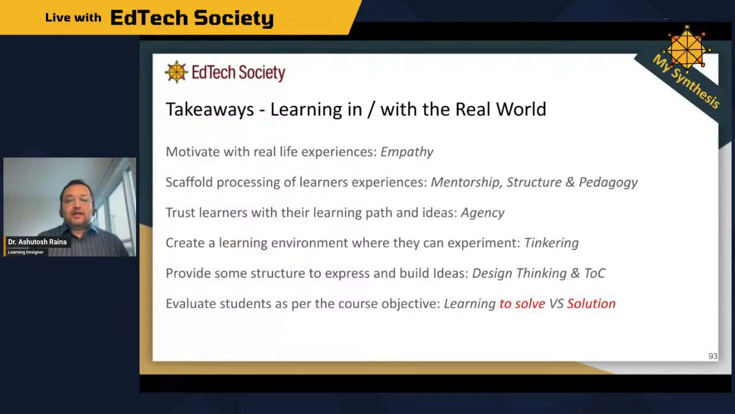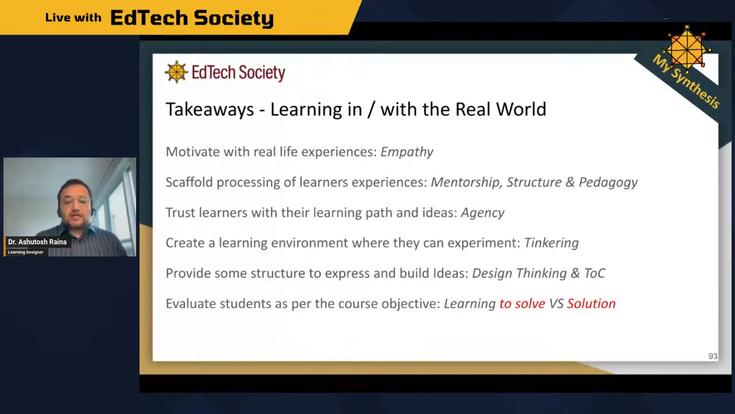So what are the takeaways from this learning in or with the real world? Here, as teachers, what we can do is motivate with real-life experiences to build empathy. We can scaffold the processing of learners' experiences through mentorship and through building structure with pedagogy. Trust learners with their learning path and ideas, which is letting them develop agency. Create a learning environment where they can experiment. We talked about tinkering, and provide some structure to express and build their ideas.